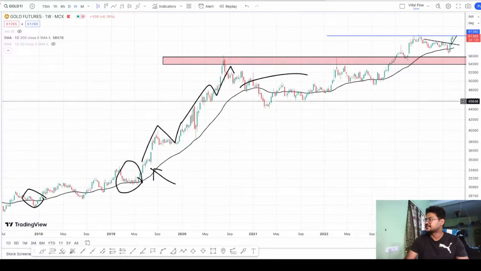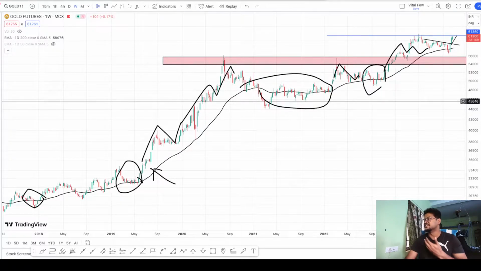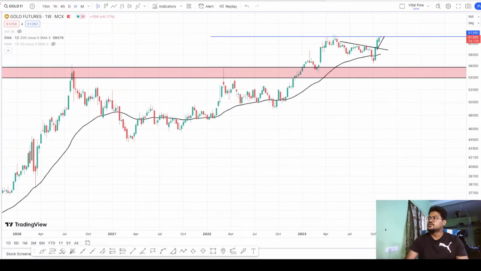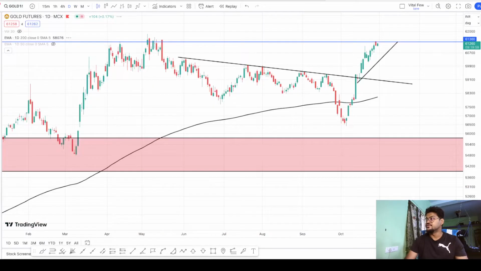Here it passes through it, but again it goes above it, again it acts as support, and it continues going above it. So this is a clear sign of a long term uptrend. That's why if you would have invested in gold right around here at the price of 30,950, the current price is 61,260, so it has almost more than doubled. This is the long term view, and you can use this for short term trading also, like swing trading and positional trading. So I will go to the daily time frame to show you the same thing.